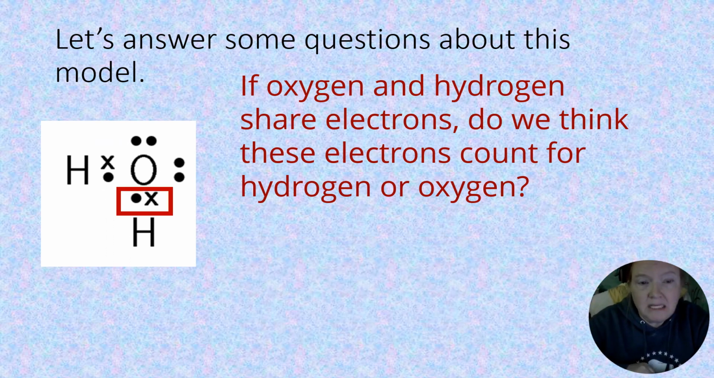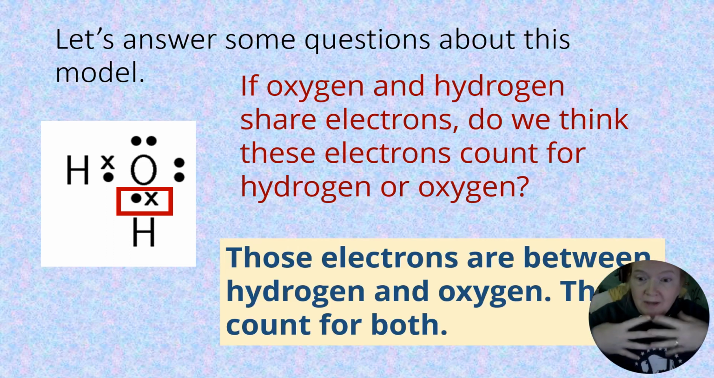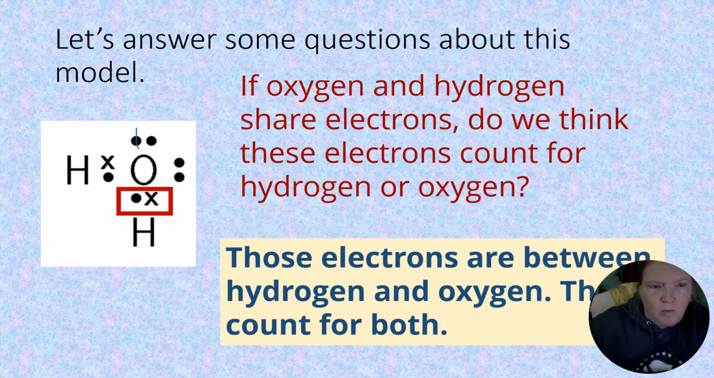And then what about these electrons? Do they count for hydrogen, for oxygen, or for both? They count for both because they are between them. So what does this show us? That shows oxygen has, ready? 1, 2, 3, 4, 5, 6, 7, 8 electrons around it. Perfect, that is a full valence shell.